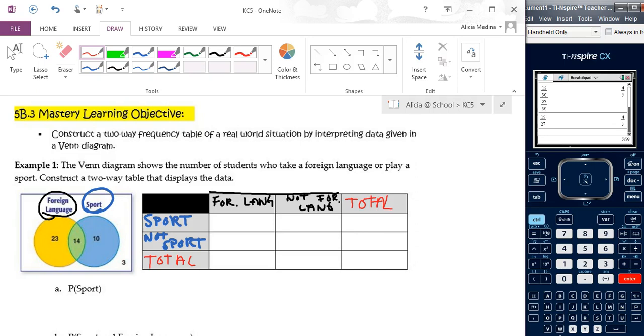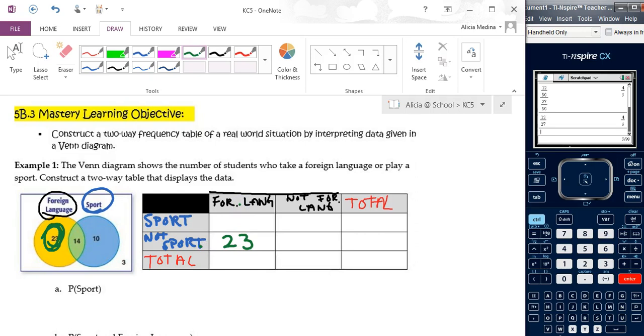So when I'm looking at these Venn diagrams, the overlapping part is where it's included in both scenarios. This number right here, 23, is the only part that's in yellow. So the only part that's in yellow are the people that are in a foreign language class but do not play a sport. So where am I going to put that? The people in a foreign language who do not play a sport would go right here, because this is my foreign language and this is my not sport.